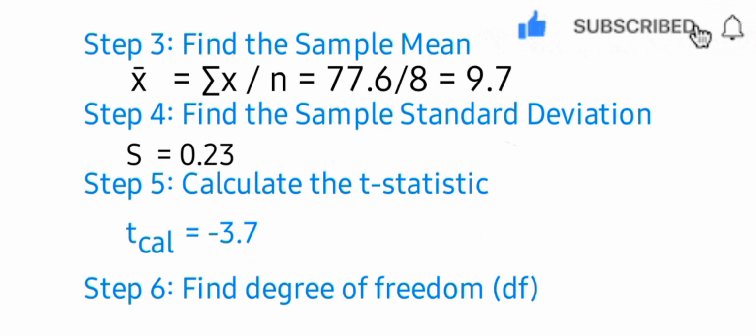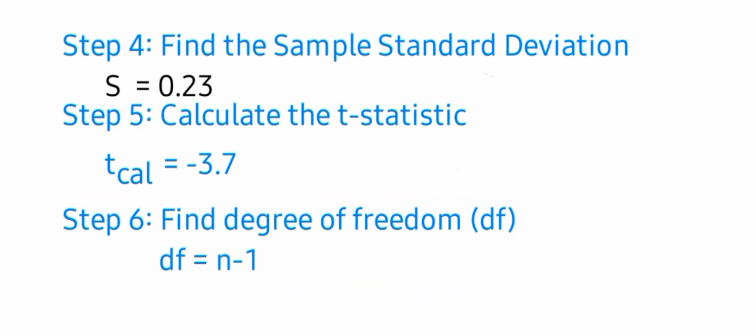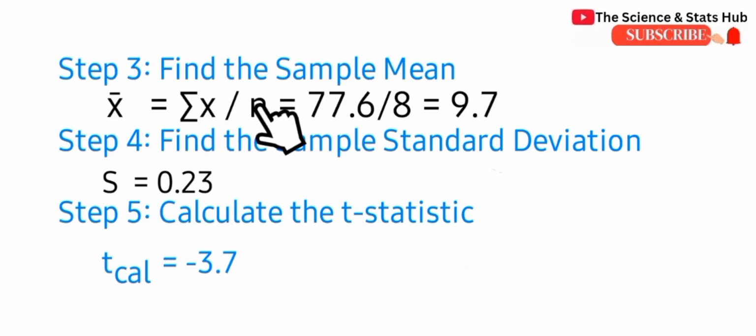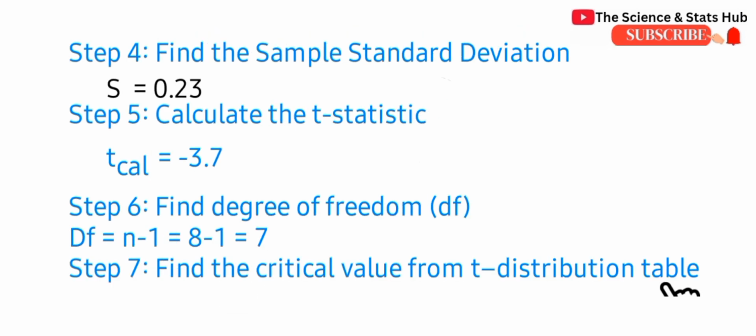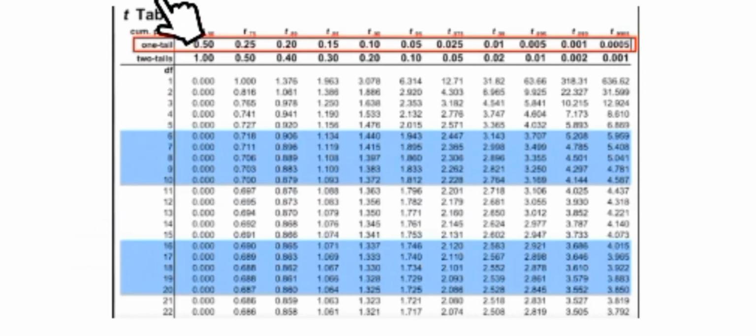Find the degrees of freedom. Degrees of freedom is calculated using this formula, n minus 1. And our n value is 8. So 8 minus 1, 7. Find the critical value from the t distribution table. These are the t distribution tables. We are looking at degree of freedom 7, two-tailed test at alpha 0.05.